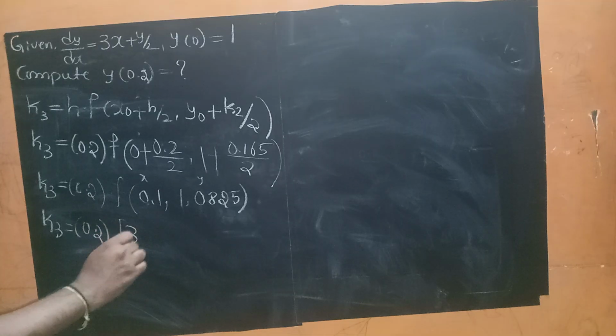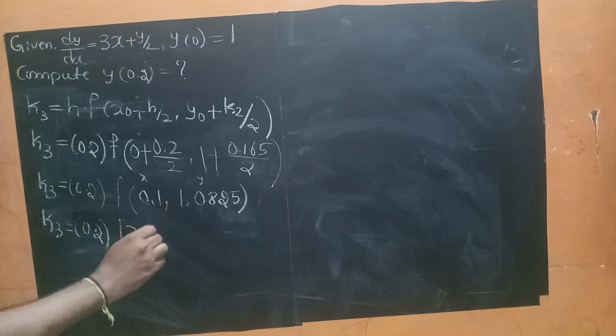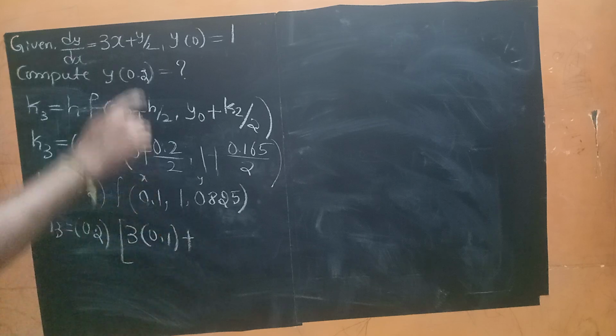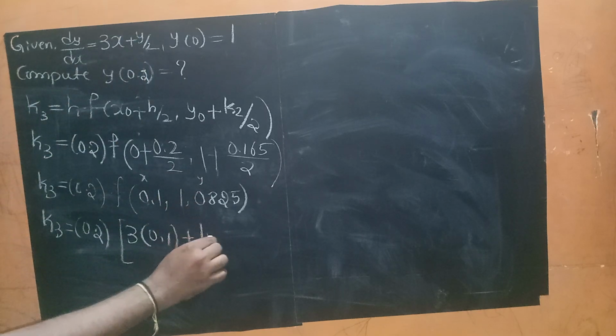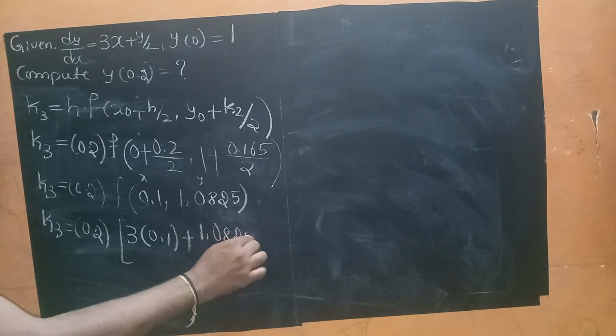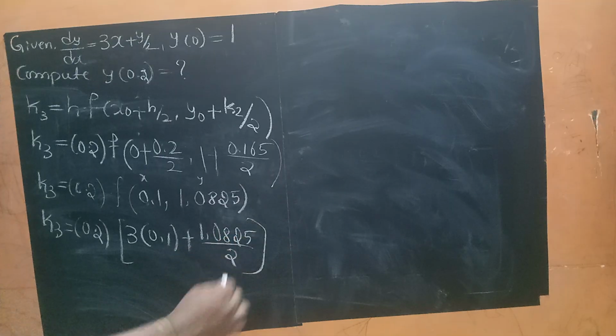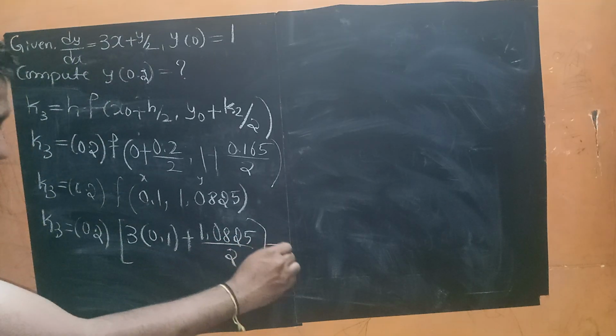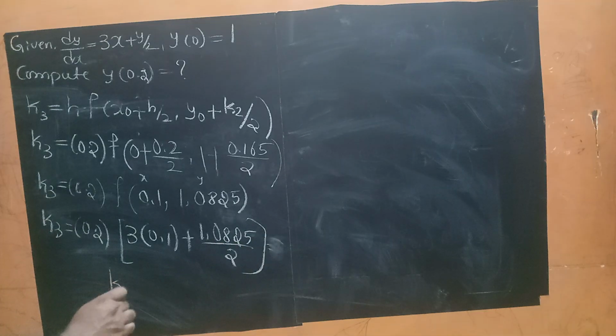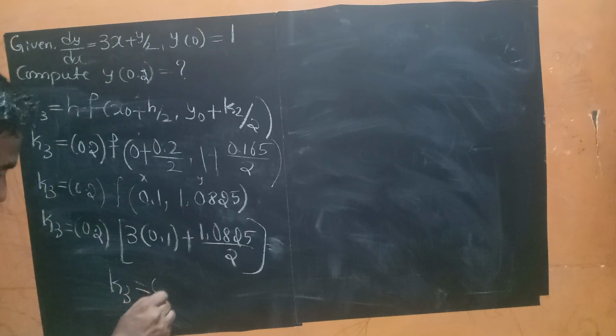So there we have to replace 3x, x value is how much? 0.1 plus y by 2, y value is how much? 1.0825 by 2. So if we simplify, we will have the K3 value. So K3 equals 0.16825.